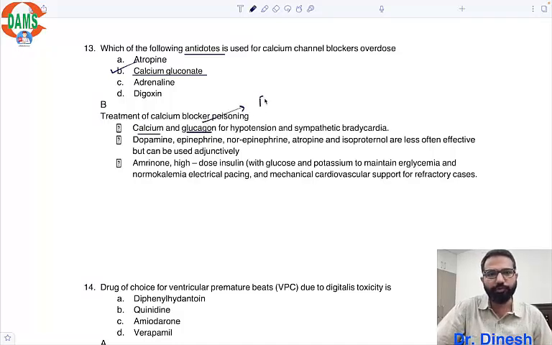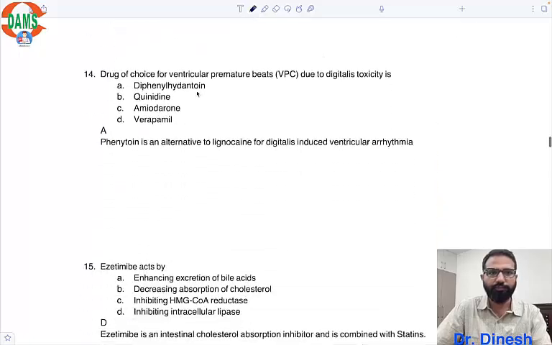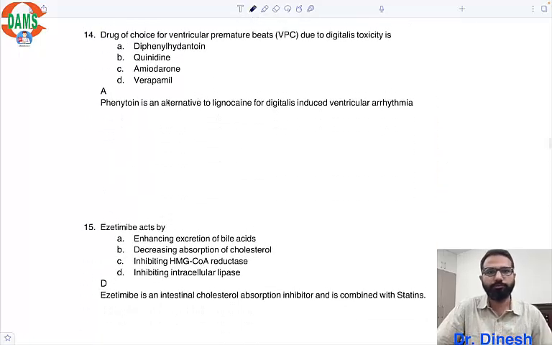But glucagon is the drug of choice for beta blocker poisoning. Calcium gluconate is the drug of choice for calcium channel blocker poisoning. This is important about the antidote for calcium channel blocker. The same applies to magnesium toxicity also. Drug of choice. Next question.